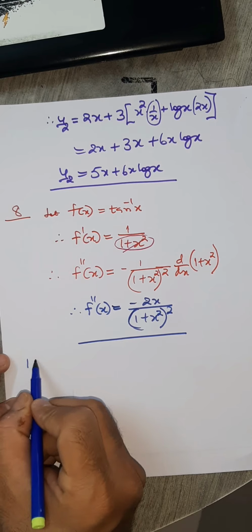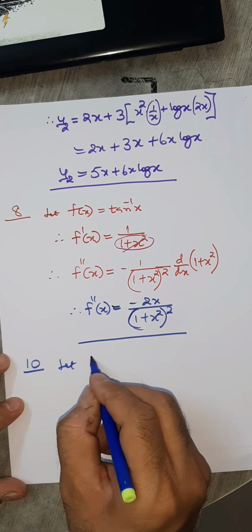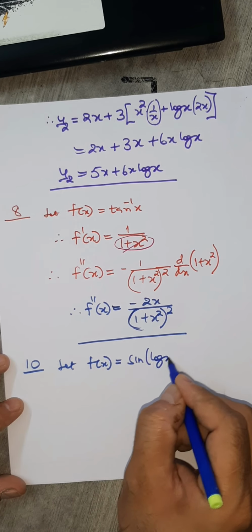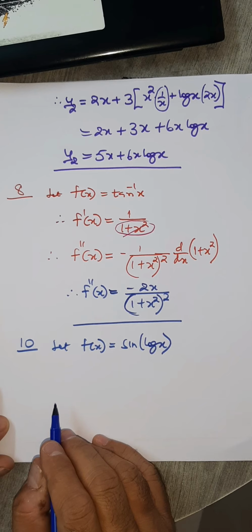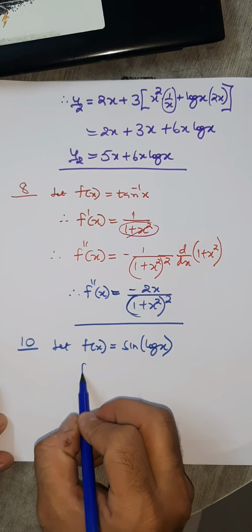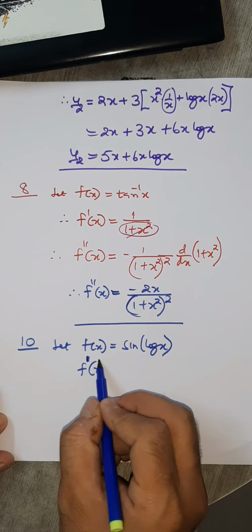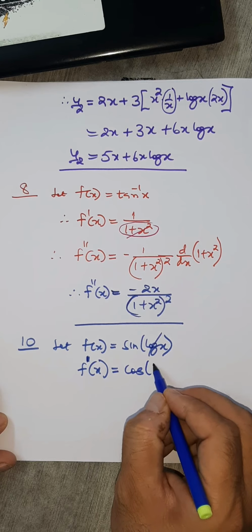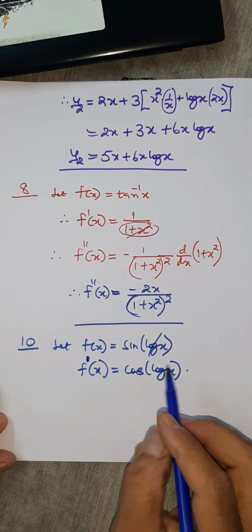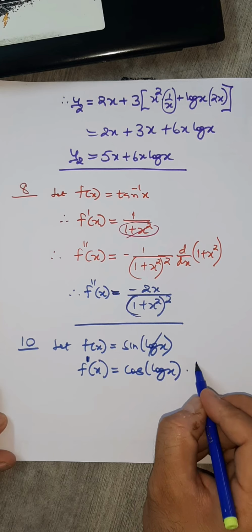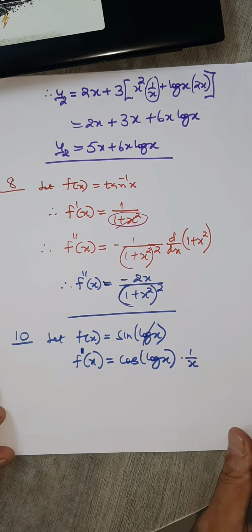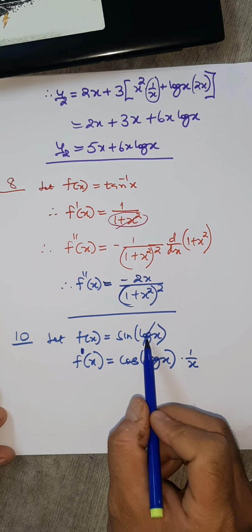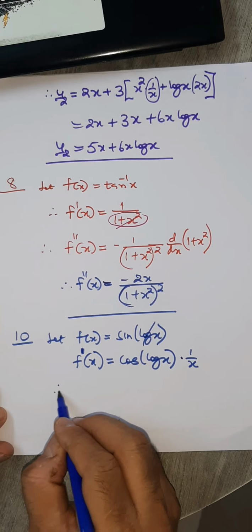Question number 10 also I'll try for you. Let's take f(x) equals sine of log x. So what is f dash x here? f dash x equals chain rule. Imagine these are x, derivative of sine is cos, so cos of log x into, by chain rule, derivative of log x, which is 1 upon x. I have dropped one step. Imagine these are x, derivative of sine is cos, log x as it is, and then into derivative of log x, which is 1 upon x.